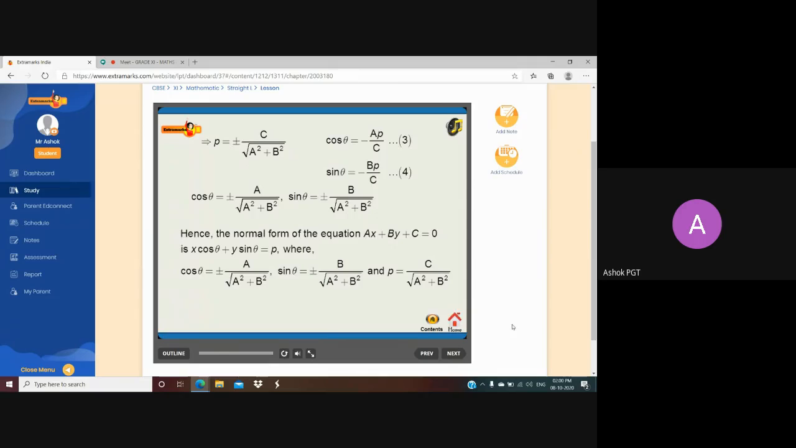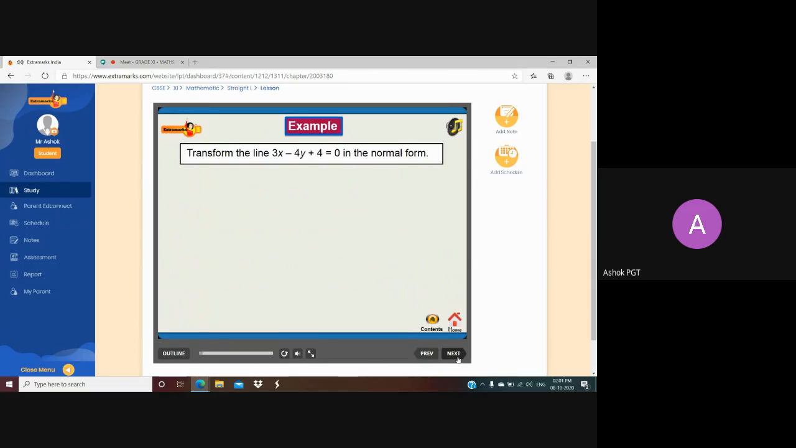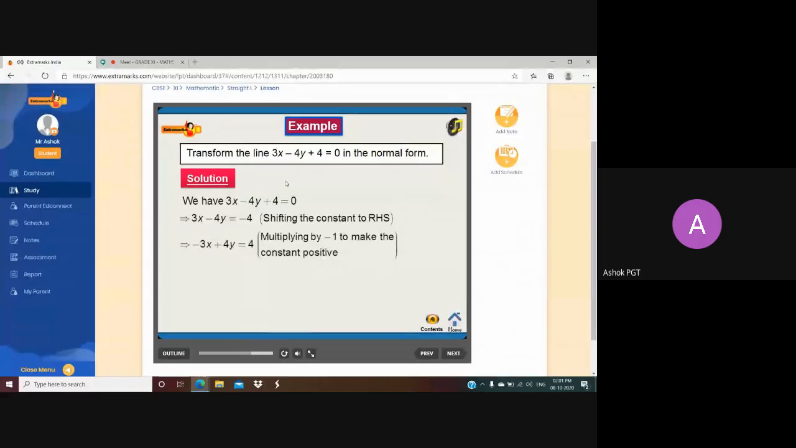Students, can you see it? Here you just observe the cursor movement. P is equal to C divided by root over of A square plus B square. We already learnt P is the distance from origin to the straight line. Let us take an example. Transform the line 3x minus 4y plus 4 is equal to 0 into the normal form. Solution. We will first rewrite the equation to transfer the constant to the right-hand side. The normal form of the line can be calculated as shown here.